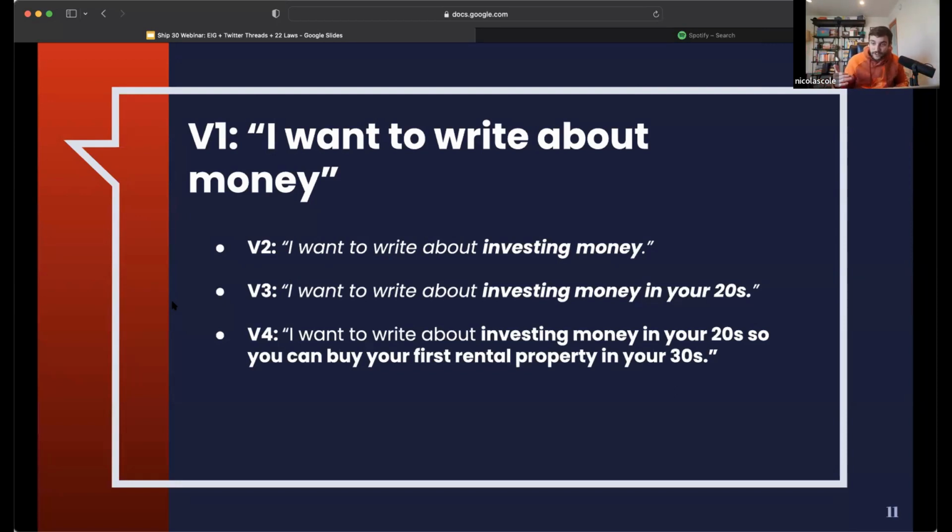Get more specific. Version 4, I want to write about investing money in your 20s so you can buy your first rental property in your 30s. Oh, okay. Well, now we're doing investing, but in the direction of real estate, right? So you notice the more specific that you get, the more clarity you have around, now I know what I'm saying. But if you just say, I want to write about money, you don't even know what you're saying, which means the reader doesn't know what you're saying.